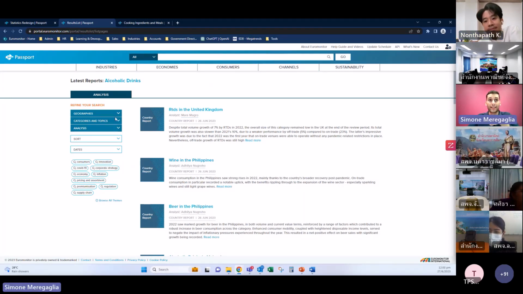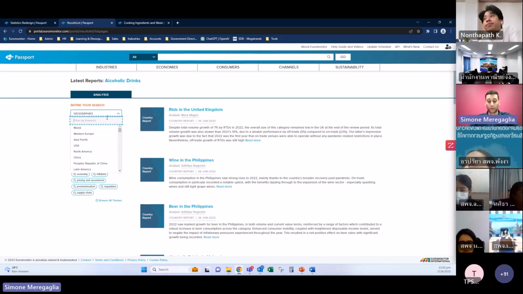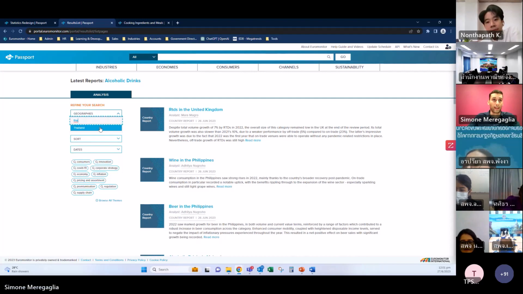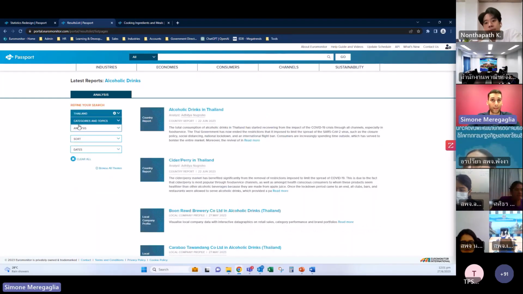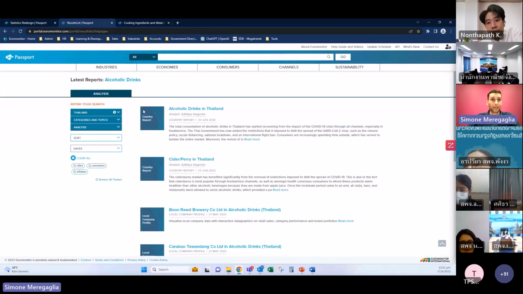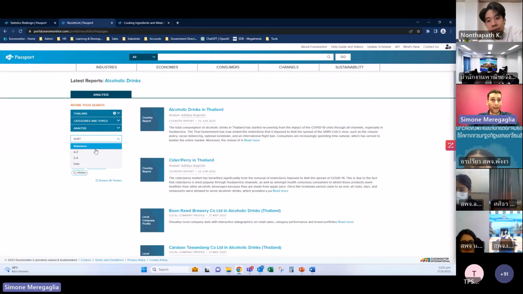And then here I can select through geographies. For example, I'm interested to see in Thailand. I can select Thailand. And I'm interested to check on other categories as well. I can check. And then here I can sort by either alphabetical order or by date. And then I see the latest report published in Thailand.